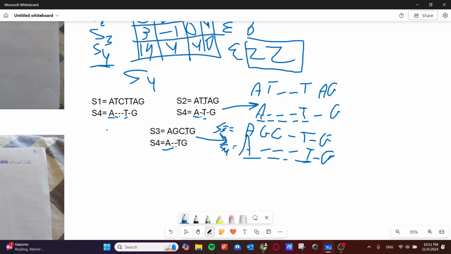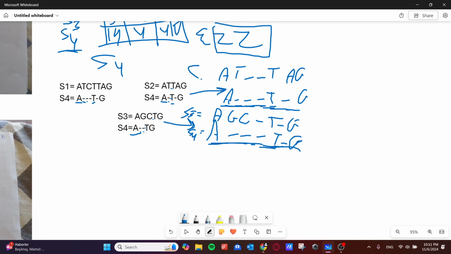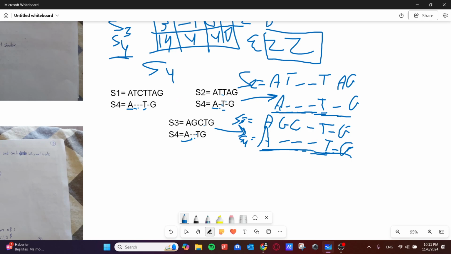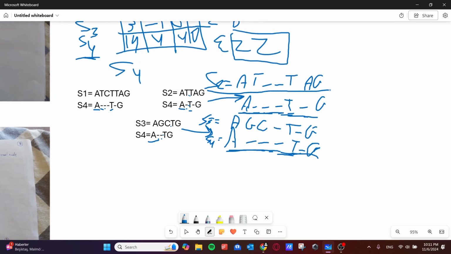Okay, so let's go again. A 3 gaps. A 3 gaps here. A 3 gaps. I have T. I have gap. The last one is G. So these are the new strings, which is the S2, this one, the S3, sorry, oh, I can't go back, why?